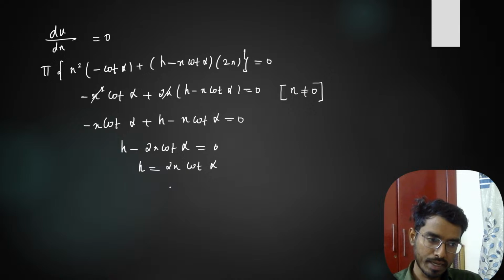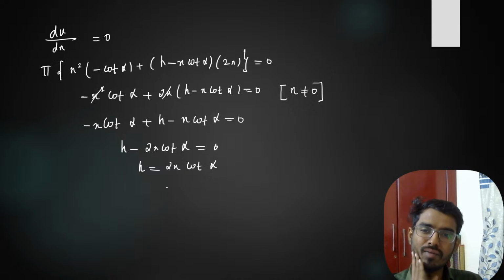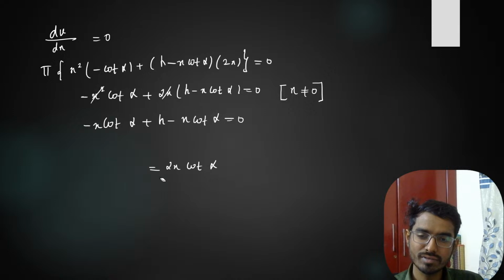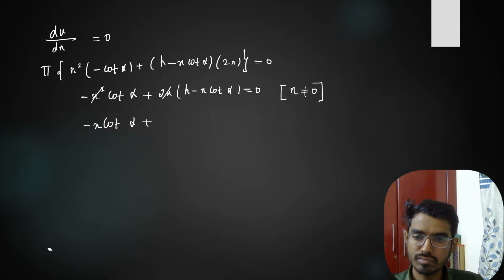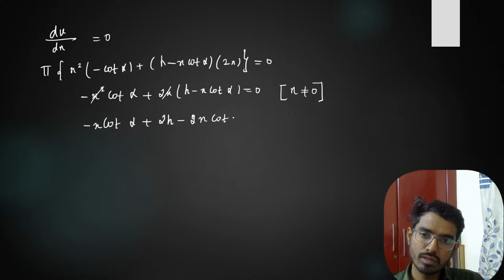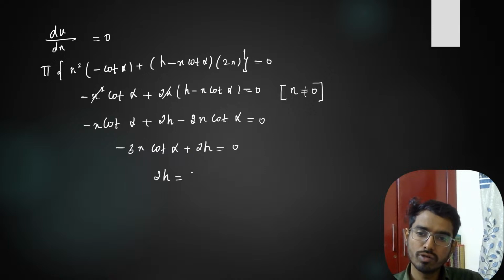So that means x is equal to... I'm making some mistakes. Why am I making this many mistakes? Sorry. I already multiplied 2 here, right? So 2h minus 2x cot alpha is equal to 0. So minus 3x cot alpha plus 2x is equal to 0. So 2h is equal to 3x cot alpha.